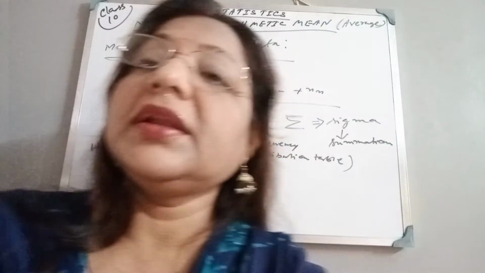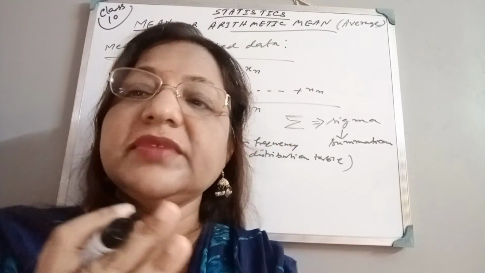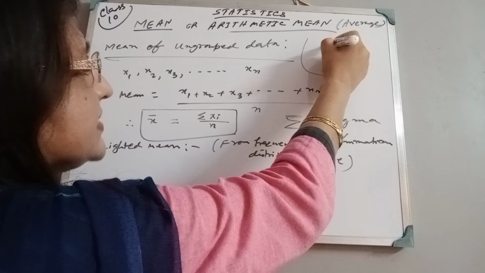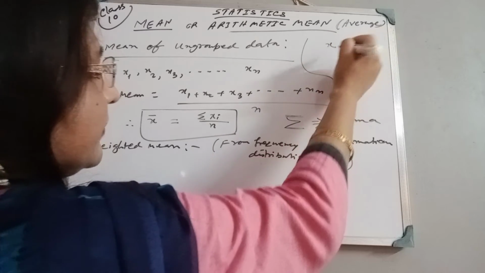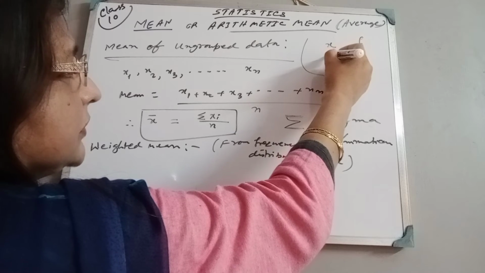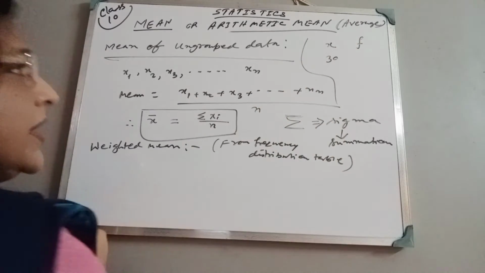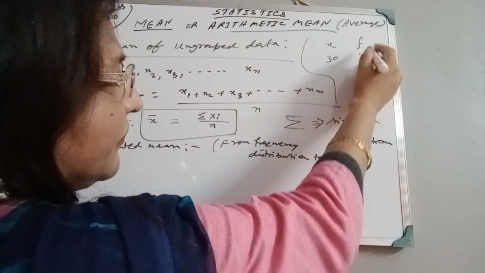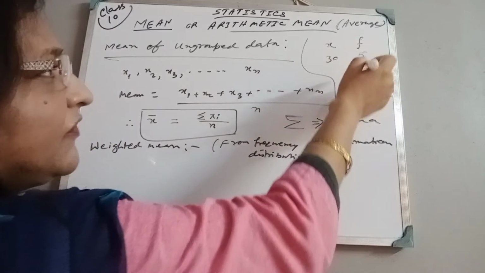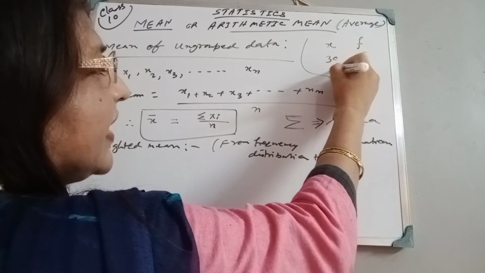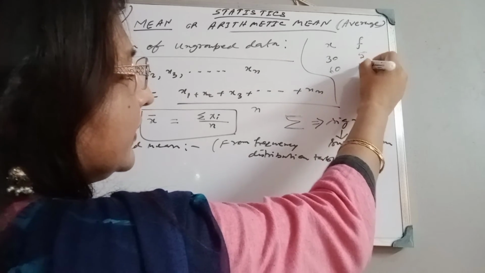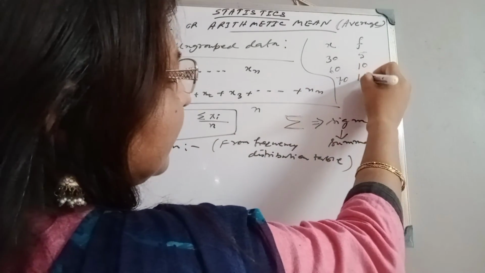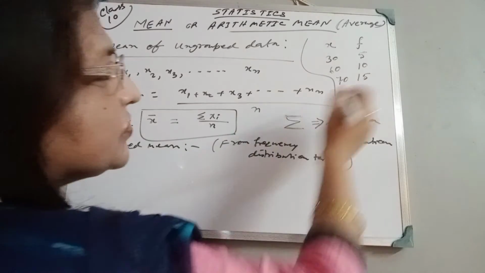Last day in our online class I already explained what frequency is. Let us recapitulate. If I write x, the numbers, and here frequency. If I write marks 30, say 5 students from your class got 30 marks, so the frequency of 30 will be 5. Similarly, if I write 60, say 10 students got 60. If I write 70, say 15 students got 70.